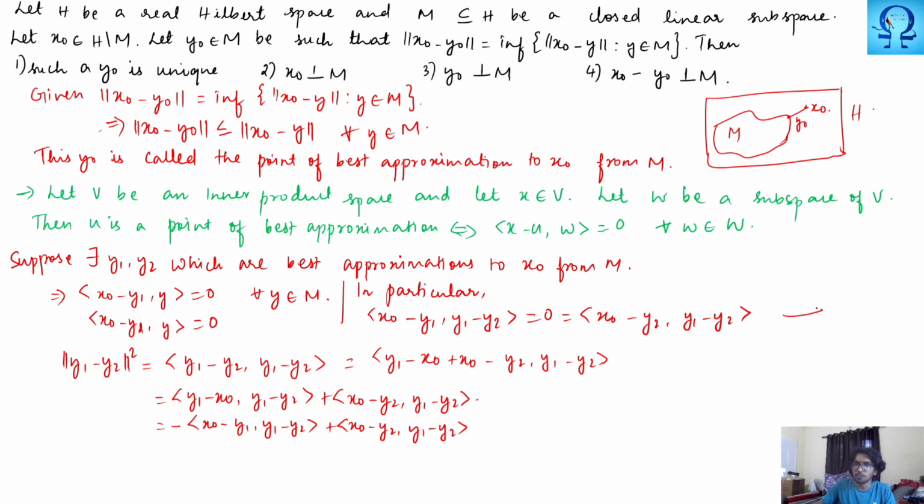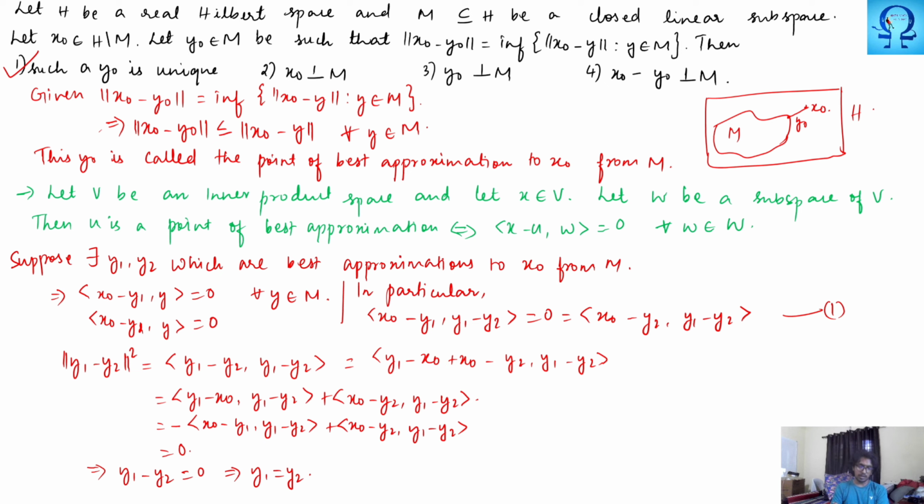So if you mark this as equation 1, by equation 1 this is 0. So this implies norm y1 minus y2 equals 0. From this, y1 is equal to y2. This proves such a best approximation is unique.